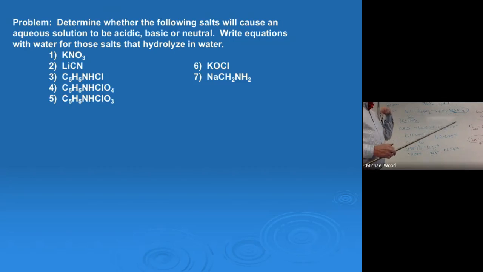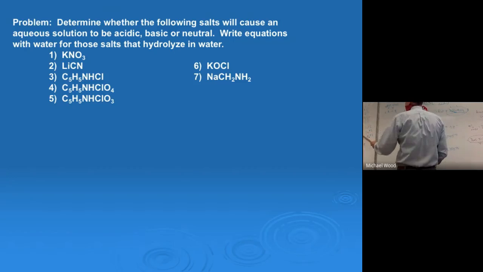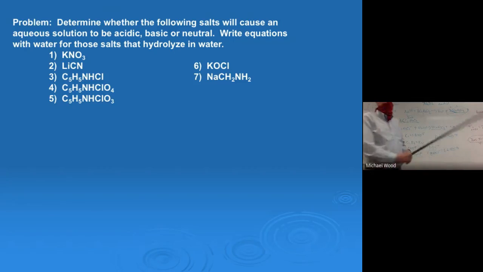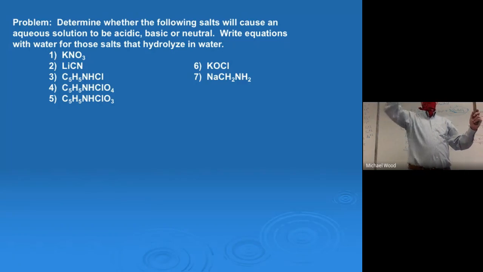Okay, so for the first one, KNO3. So what I'm looking for, K is here. It's a spectator, so weak it doesn't do anything. And then NO3 is here. Well, it's also a spectator. So that means that this solution would be neutral. Both the cation and the anion, the conjugate acid and the conjugate base, are so weak that neither one will hydrolyze water.